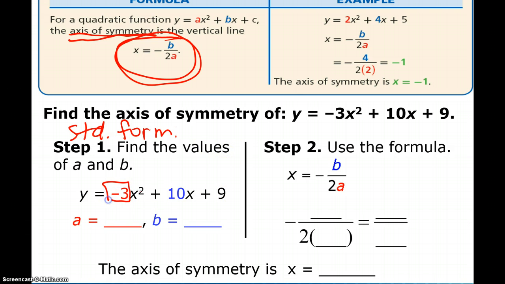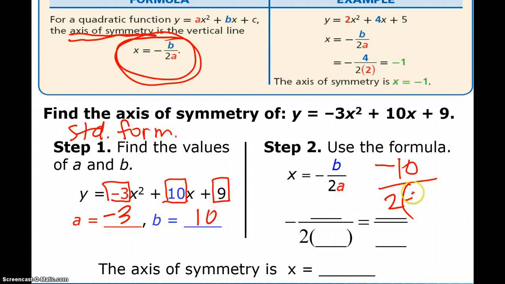Your a is always just your first number, your b is your second number, your c is your third number. So your a in this case is -3, your b is 10. So opposite of b, it's a positive 10, opposite of b is going to be -10 over 2, don't forget the 2, because people forget that because it's always there, a, which is -3. So I've got -10 over -6. Negative over negative is a positive. I reduce my fraction and I got 5/3. x equals 5/3.